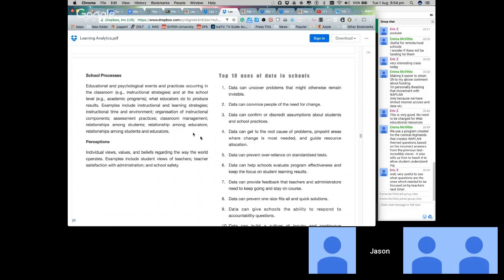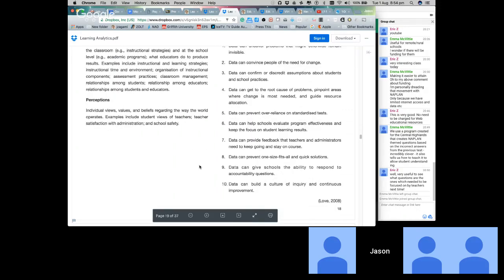And it can prevent quick solutions. Of course, generally, if you're used to using data, before you make a decision, you go and collect data and make sure it's based upon data, rather than just making a decision because you're empowered to make the decision. And it can also make you more accountable and be able to respond to accountability questions.